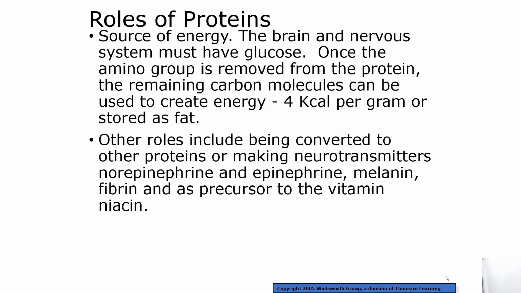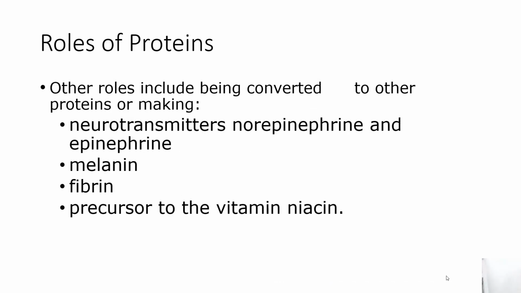Proteins are also a source of energy. The brain and the nervous system must have glucose. Once the amino group is removed from the protein, the remaining carbon molecules can be used to create energy, 4 kilocalories per gram, or stored as fat. Other roles include being converted to other proteins or making neurotransmitters, norepinephrine and epinephrine, melanin, fibrin, and as a precursor of the vitamin niacin.